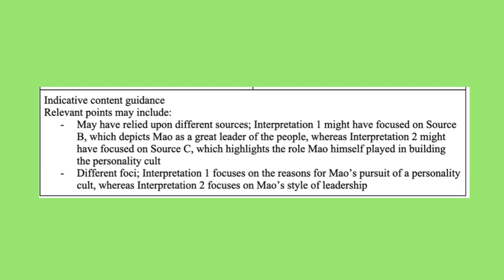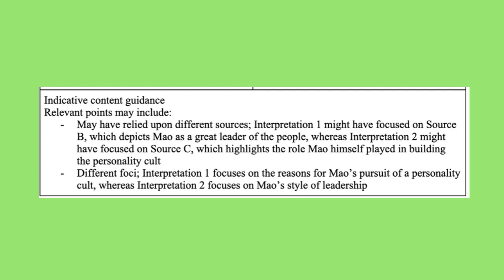Now, the first idea here is that the interpretations might differ because they rely upon different sources, and this is your opportunity to bring in the sources like the question invited you to do. So, interpretation 1 might have been looking at source B, and source B depicted Mao as a great leader of the people. So, if you were to explain this fully, you would say that both interpretation 1 and source B have a similar focus and a similar emphasis and tone. They're both very positive and they've got that same sort of line of argument. So it's plausible that source B inspired interpretation 1.